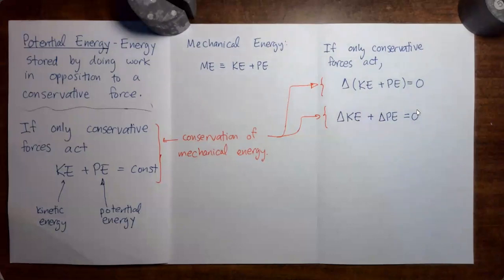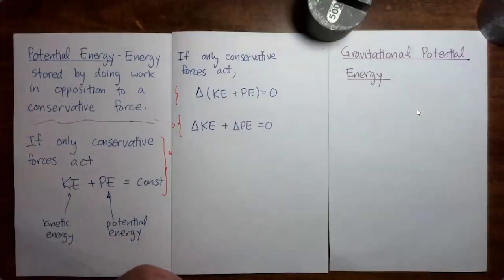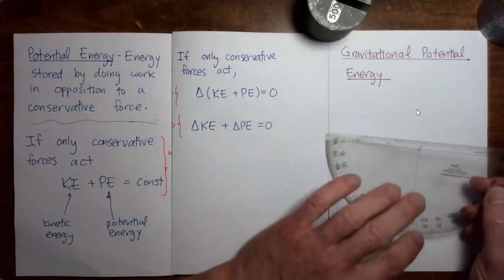In order to actually solve problems using conservation of mechanical energy, we need to be able to calculate potential energies in scenarios where conservative forces are acting. I'm going to start by showing you how to calculate gravitational potential energy. Then, in the next couple of videos, we will do example problems involving gravitational potential energy, and then later on, we will get to other forms of potential energy. Here's how we calculate the gravitational potential energy.